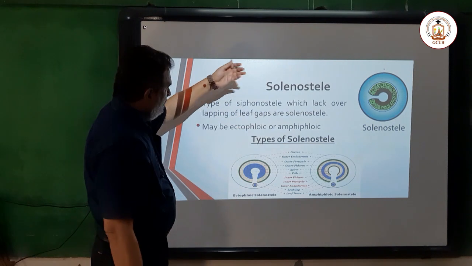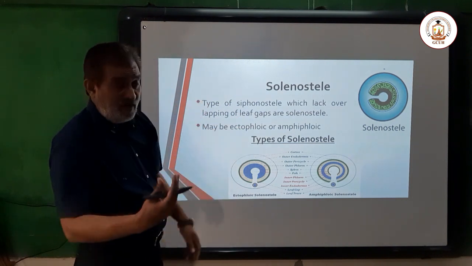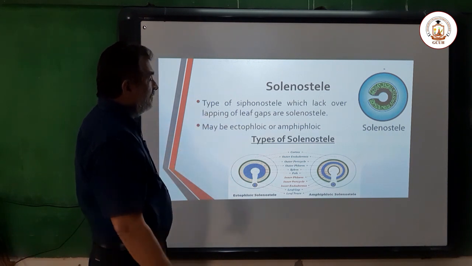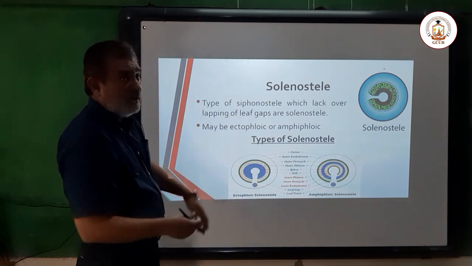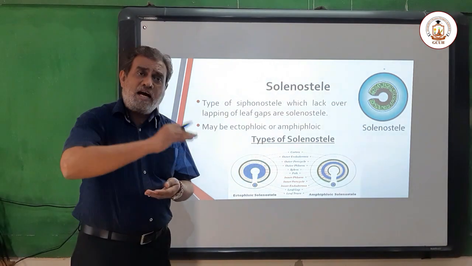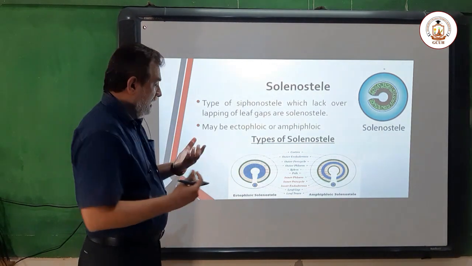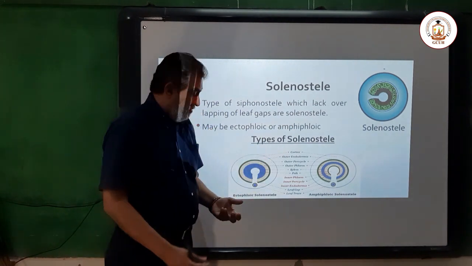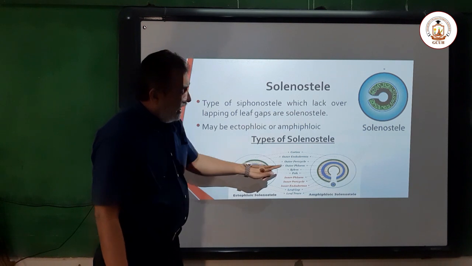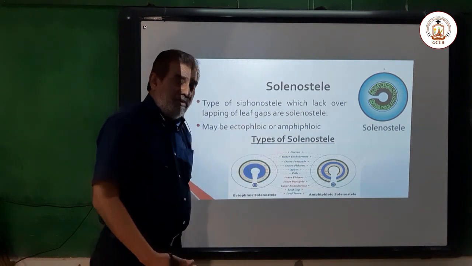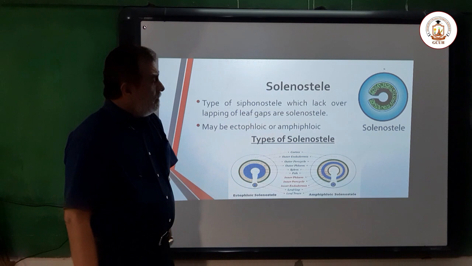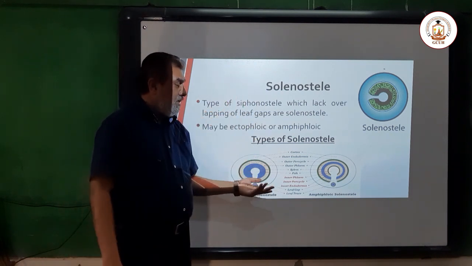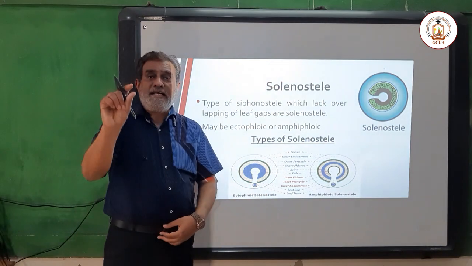So the solid ST, the type of the SFNST, as I have told you, is the advanced type, which lets over the overlapping of the leaf gaps. In the solid ST, the leaf gaps are not going to overlap with each other. So it may be ectophloic or amphiphloic, the same as here. The same is here, but the only changes are in the leaf gaps.